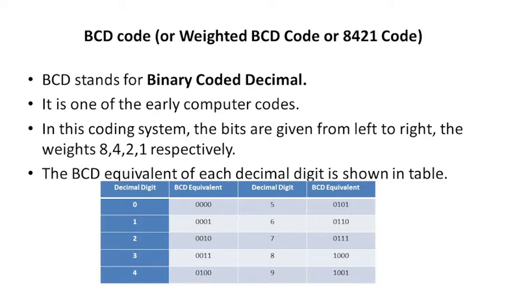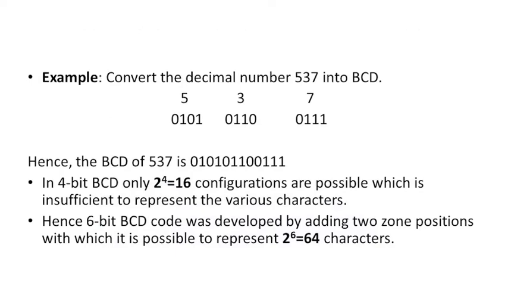The BCD equivalent of each decimal digit is shown in this table. The decimal digits 0, 1, 2, 3, 4, 5, 6, 7, 8, 9 have BCD equivalents in 4-bit form: 0000 for 0, 0001 for 1, 0010 for 2, 0011 for 3, 0100 for 4, 0101 for 5, 0110 for 6, 0111 for 7, 1000 for 8, 1001 for 9. This is the BCD equivalent of the decimal.